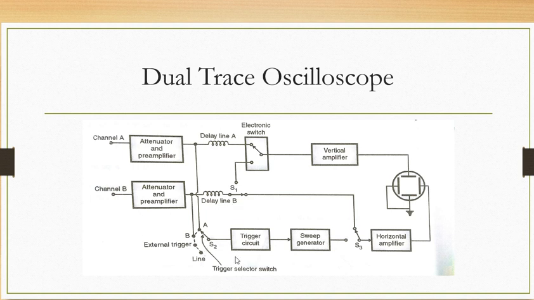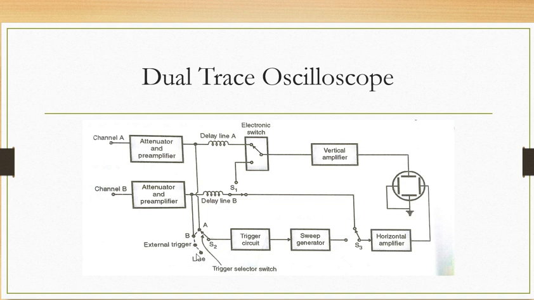So if you see the trigger selector switch S2 here, this allows the circuit to be triggered on either channel A or channel B, or on a line frequency or from an external signal. So we have four options for a trigger: either channel A or channel B, or external trigger, or line frequency. So this trigger selector switch, that is S2, can be switched to any one point as shown over here.